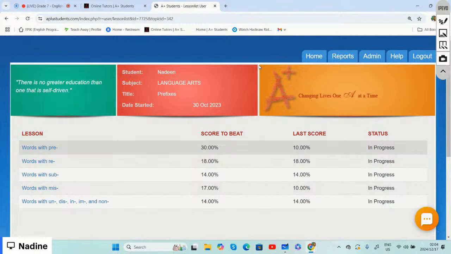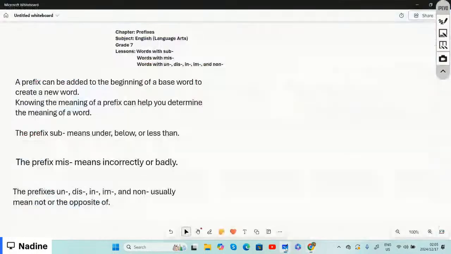All right. And this is a continuation of our previous lesson, where we also did prefixes. So now we're basically just going to continue. In our previous chapter, which was last week, we focused on words with pre and words with re. So today we will be finishing off the other lessons.